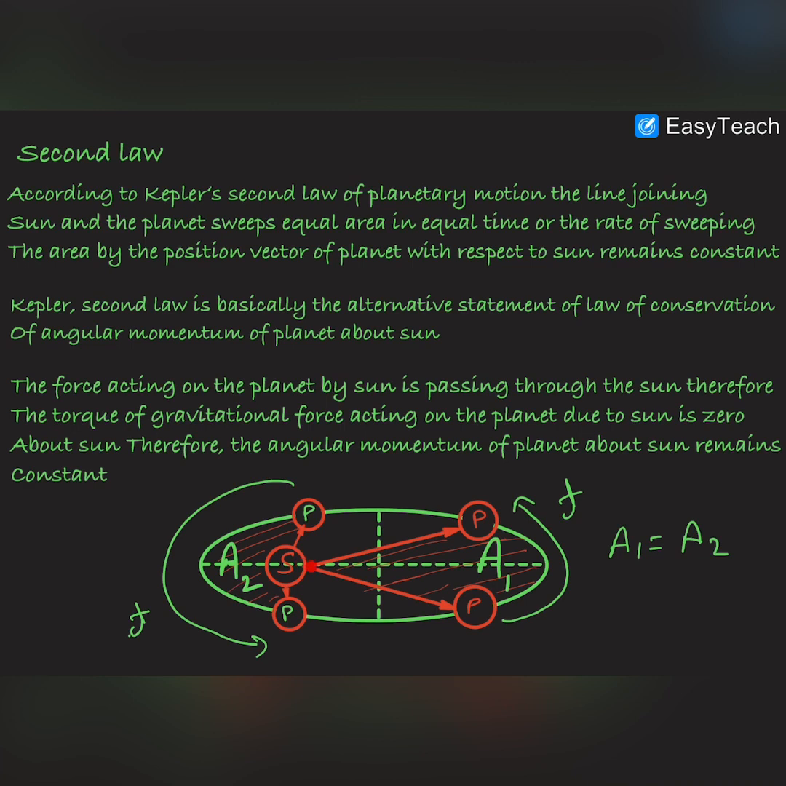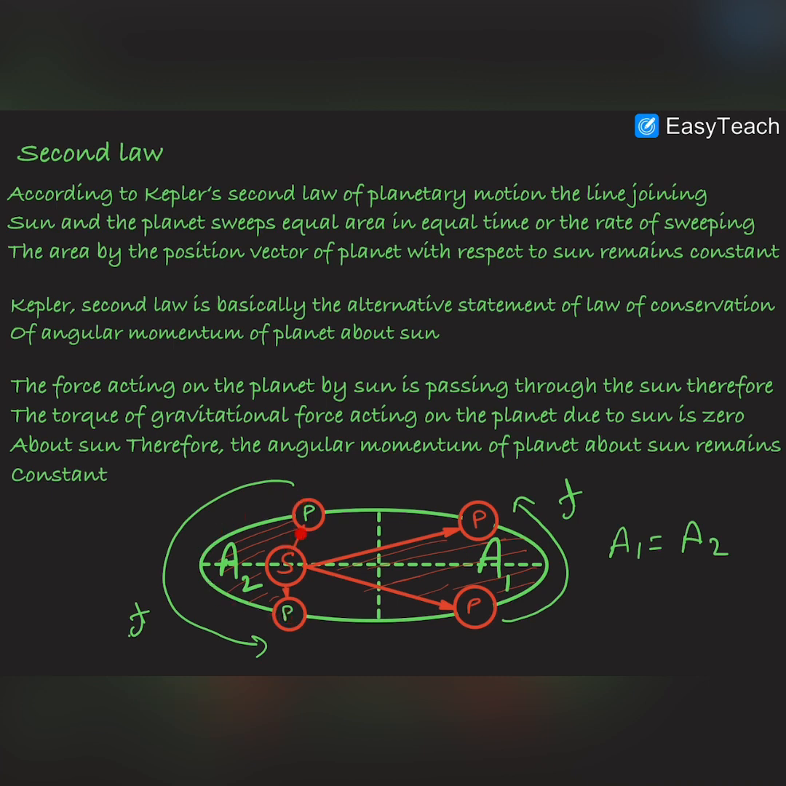If we focus on the position vector of the planet with respect to the sun, this position vector would revolve like that, and you can see that the area it would sweep is A1 in time t. And when this planet is nearer to the sun, in the same time t it has moved from this position to this position.